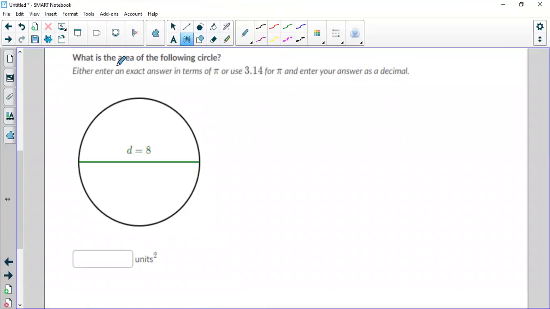Area of this circle. Well, this time I don't have a radius. This line goes all the way across. This line is the diameter. But diameter is not part of my formula. My formula is area equals pi times radius squared. Diameter can't help me. I need a radius. So I got to take this diameter and split it in half to make a radius. So halfway across this circle, half of 8 is 4. That goes in for radius.